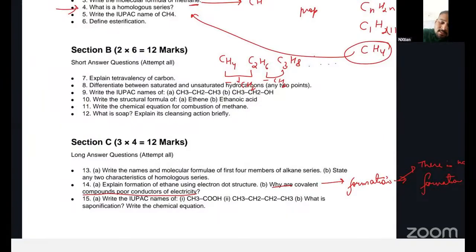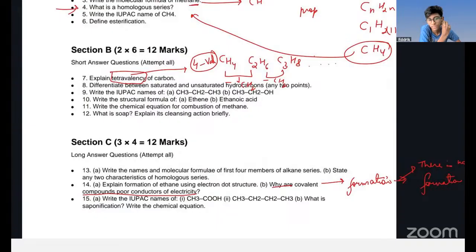Now, tetravalency. Many of the students wrote this wrong also. Tetra means four, valency means valency. So carbon has four valency so that it can make four bonds, so that it can share electrons with four other atoms. It is called tetravalency.